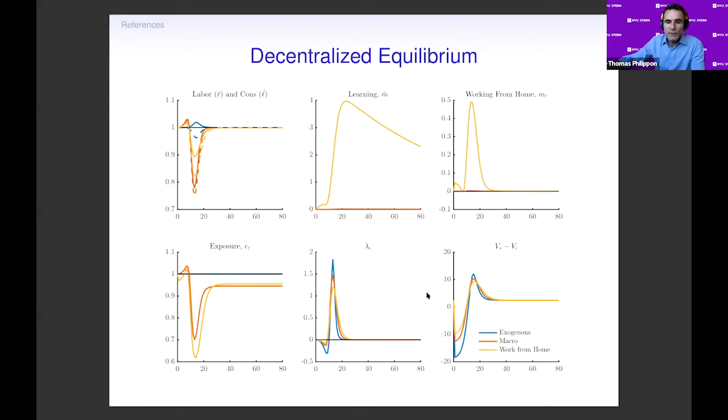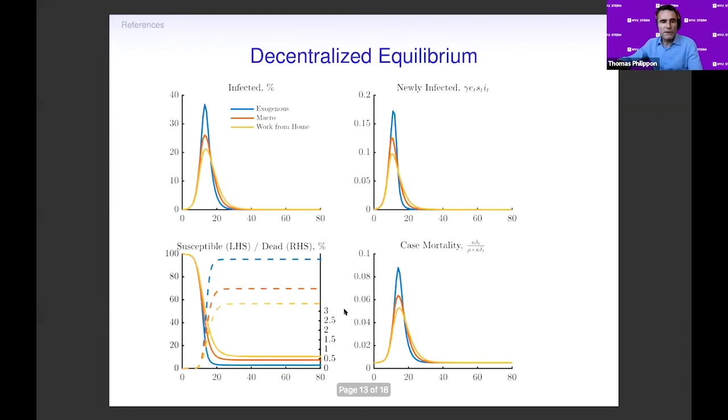I'll show you something more about the Lagrange multiplier later because I'll get back to that. So what's the impact? Well, it moderates. So the blue is the exogenous model, and then the yellow here, if you want, is the private response. So the private response cuts down the number of infections quite a lot, actually, almost by half. And at the end of the day, the number of people who end up dying is maybe something like half of what would have happened if people didn't react by themselves.